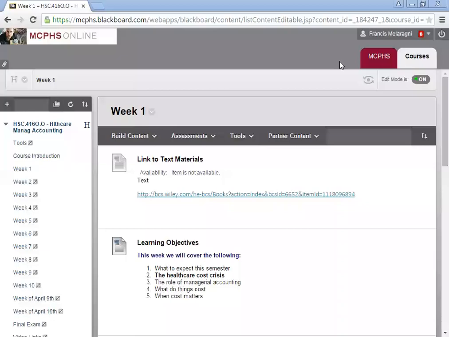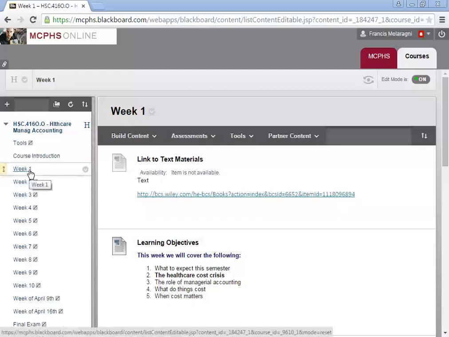Thought I would take this time to talk a little bit about what I'd like you to focus on during week one of the Healthcare Managerial Accounting course. So to get started, I'd like you to take a look at the healthcare cost crisis as it's being discussed and defined in a variety of forums.